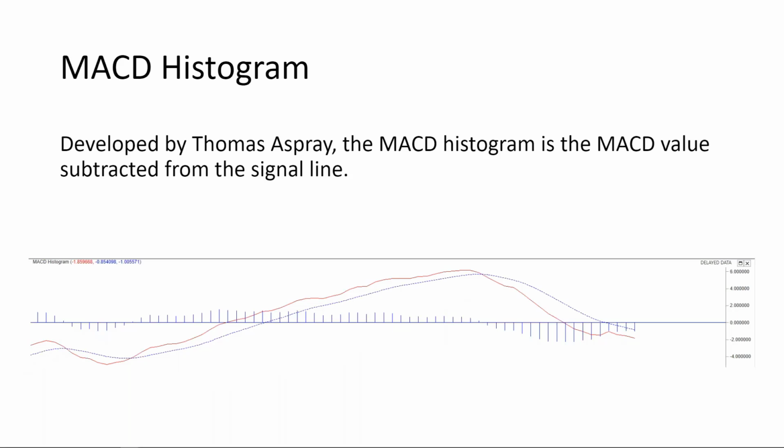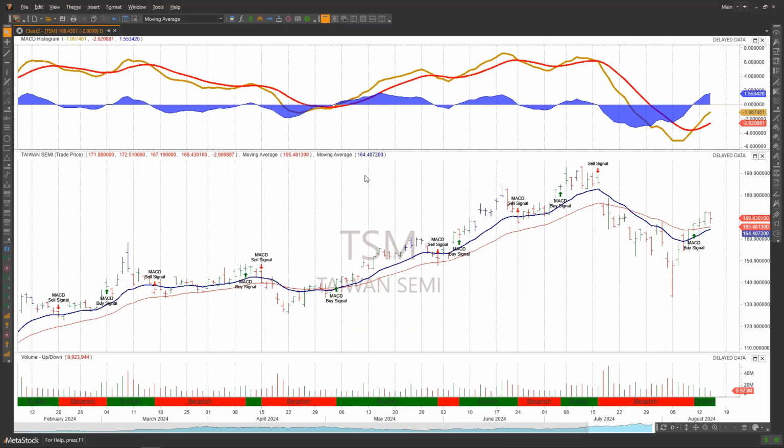Okay. All right, before we talk about the ways to look at the MACD, I want to talk a little bit about the MACD histogram. It's a recent addition to the MACD. It was developed by Thomas Aspray. The MACD histogram is just the MACD value subtracted from the signal line. So I'm going to talk a little bit more about what that is. If I take the signal line and subtract the MACD line from the signal line, what I'm going to get is this histogram value.